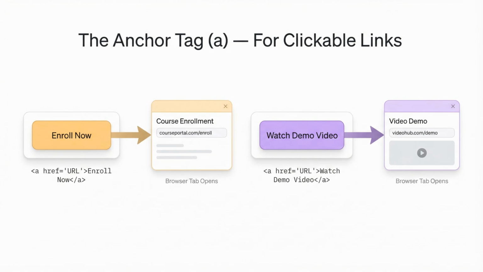When an element in your design is clickable and takes the user to another page or URL, you use the anchor tag, the A tag, instead of a span. The href attribute holds the destination URL. It doesn't matter how the element looks visually, whether it's a button or plain text, if clicking it navigates somewhere, it gets an anchor tag.